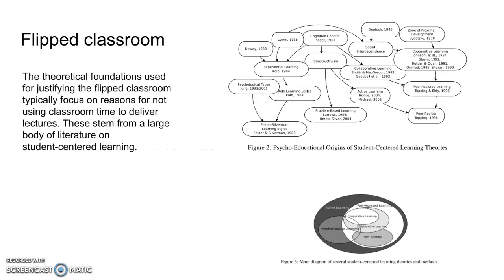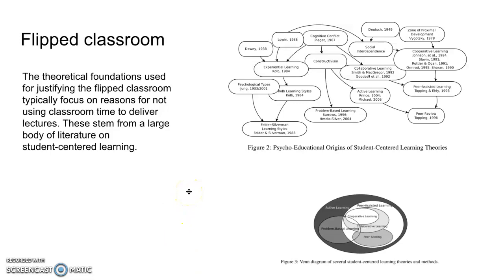So flipped classroom, as you can see in the picture, the theoretical foundation used for justifying the flipped classroom typically focuses on reasons for not using classroom time to deliver lecture. These stem from a large body of literature on student-centered learning. So figure 2 is useful in tracing the progression and developmental relationship of different student-centered learning theories present in the literature. The relationship between these theories is due to historical developments.